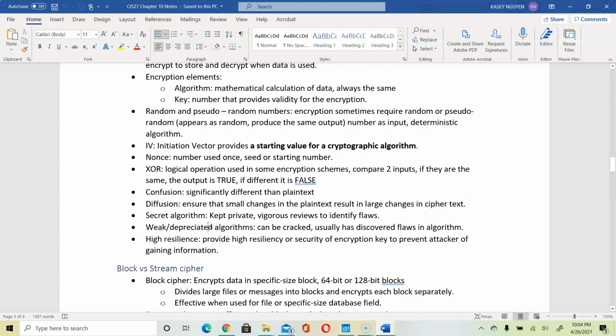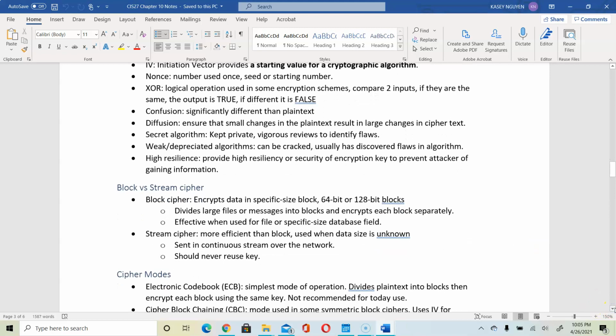Now, for the weak and deprecated algorithm, that means that those can be cracked, or flaws have been discovered in the algorithm. The highly resilient algorithm, basically, tells us that the security of the encryption or the encryption key is high, in that it prevents the attacker from gaining information, or they're unable to achieve the cracking process for that encryption. Block and stream cipher, as we touched on in the assignment, you can find this on page 3 of your notes.